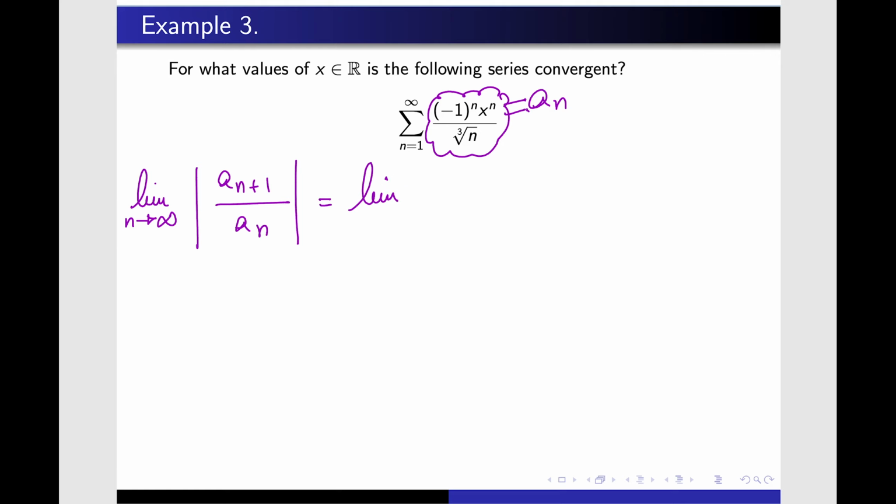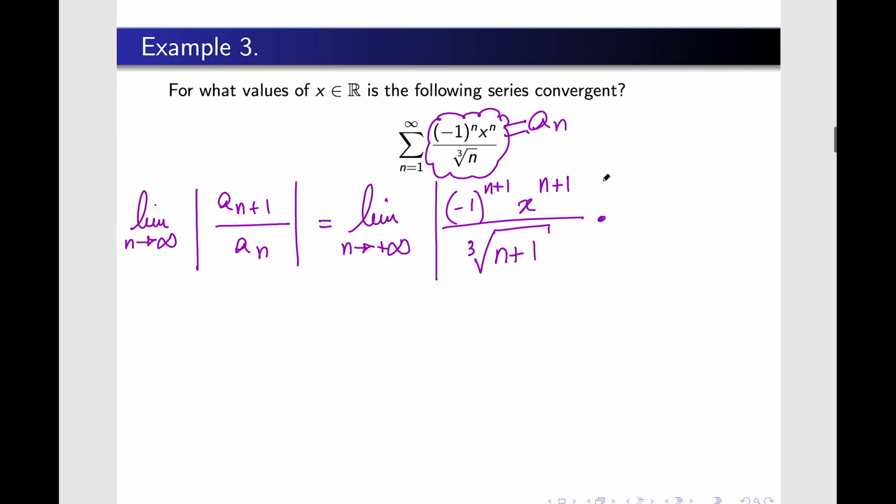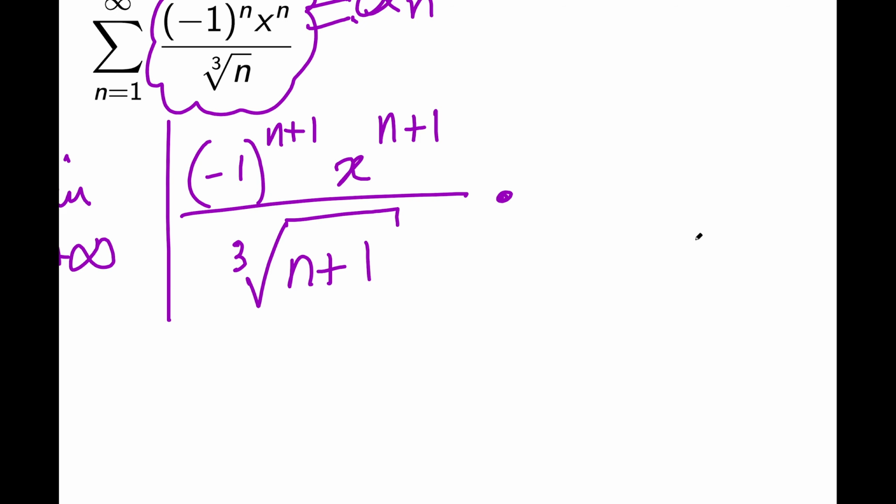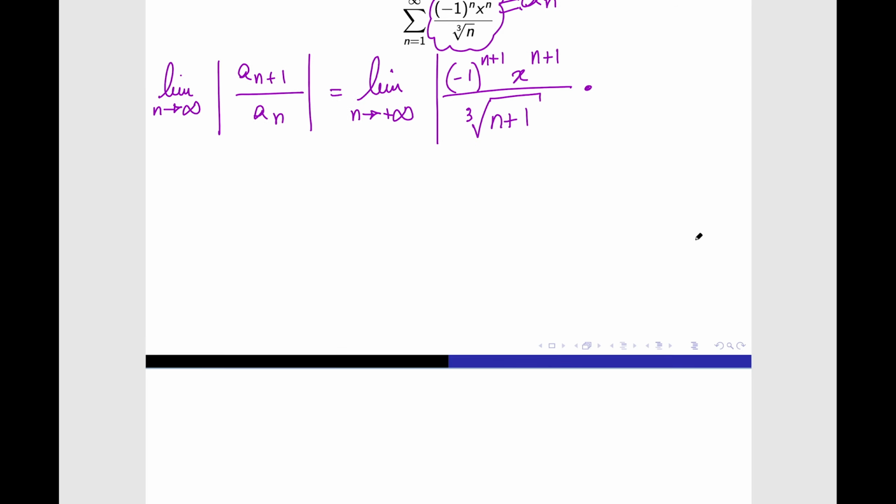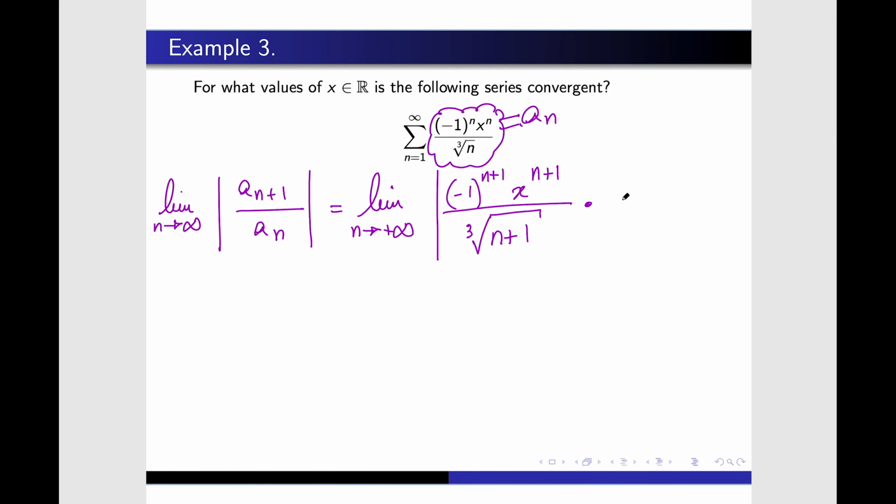and this is the same as the limit as n goes to infinity of the absolute value of a_(n+1) over a_n. What's a_(n+1)? It's going to be minus 1 to the power n plus 1 times x to the power n plus 1 over the third root of n plus 1, right? This is the a_(n+1). And dividing by a_n is multiplying by the reciprocal of a_n, and this is the reciprocal of a_n. So what do we get? We get the third root of n upstairs divided by minus 1 to the power n times x^n, absolute value, right?